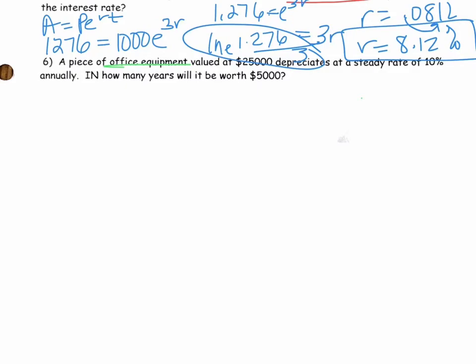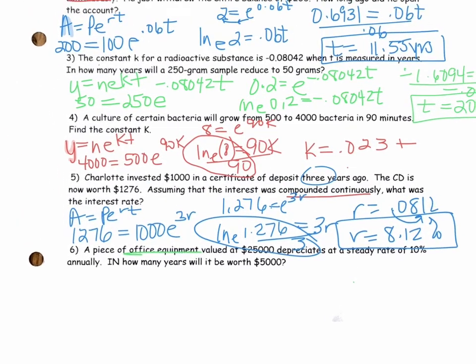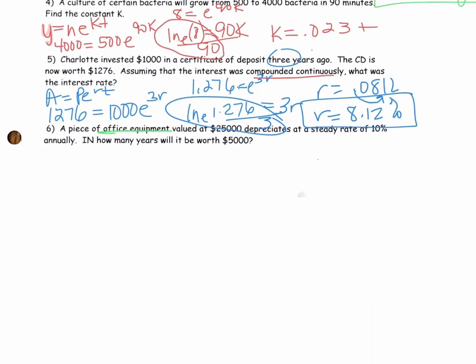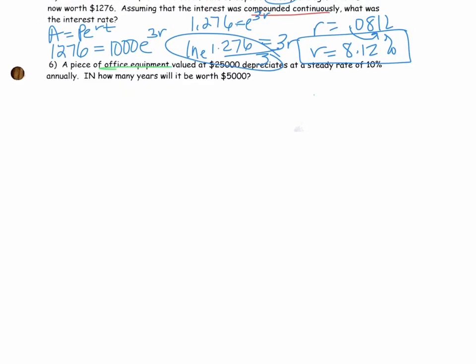So we're going to use the bottom one. So if you look, the bottom formula says V sub n equals P times 1 plus r to the nth power. So you get V sub n equals P times 1 plus r to the nth.